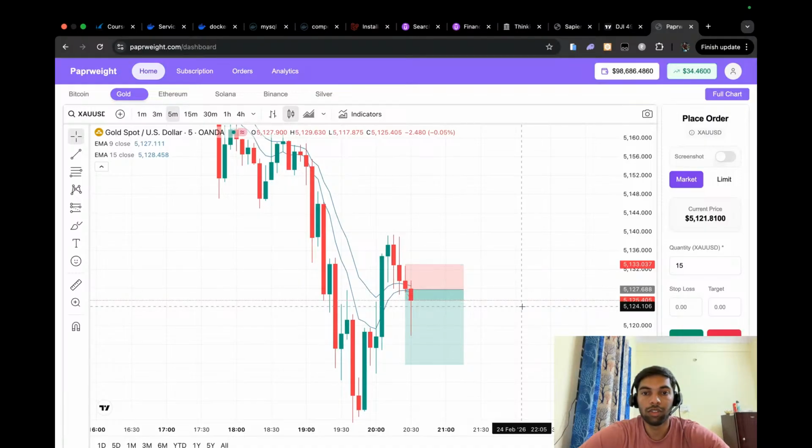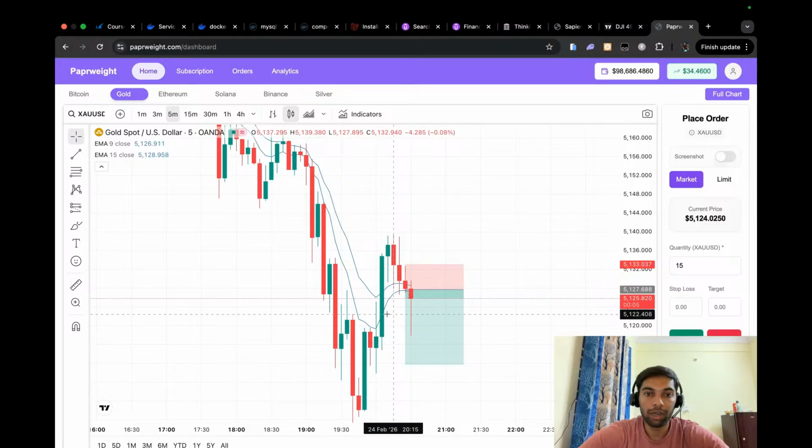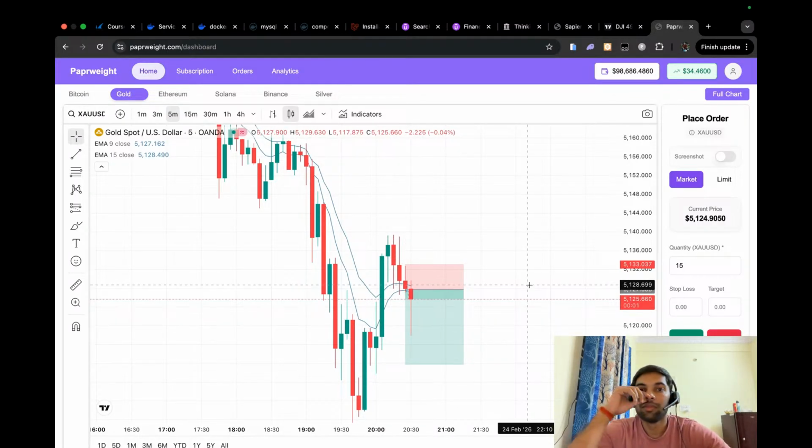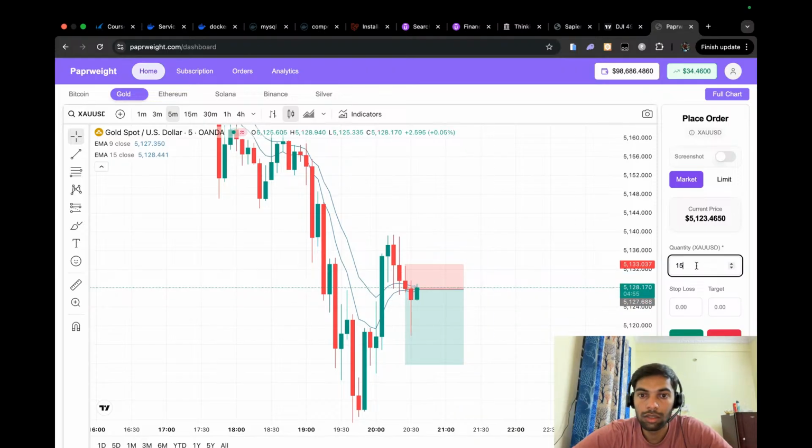Ten more seconds to close this candle, and this candle is closing in the up direction. That means there is a presence of buyers at this area, and so we must need.